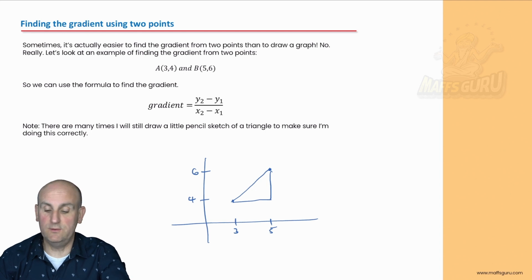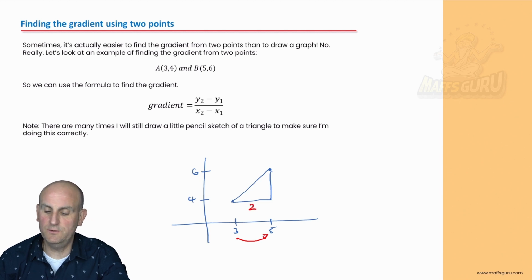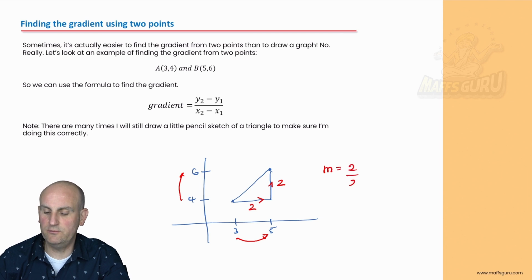There's nothing wrong with doing that, because what do I notice? Well, I notice the difference between these numbers, 3 and 5, is 2. And the difference between those two numbers is also 2. That's a positive value. That's a positive value. So my gradient is equal to 2 divided by 2, which is once again 1.